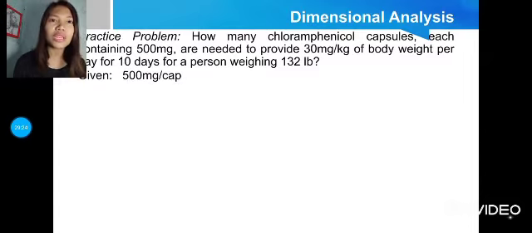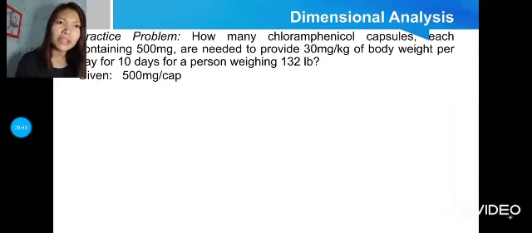Okay, so ang first na naton nga given, of course, each capsule containing 500 mg. So, meaning 500 mg per capsule. That is our first given. And as what I've said kanina, diba, ang dimensional analysis, dapat unit factor siya. Again, ano pa ang ibang given? So, pasunodon ta. Are needed to provide.